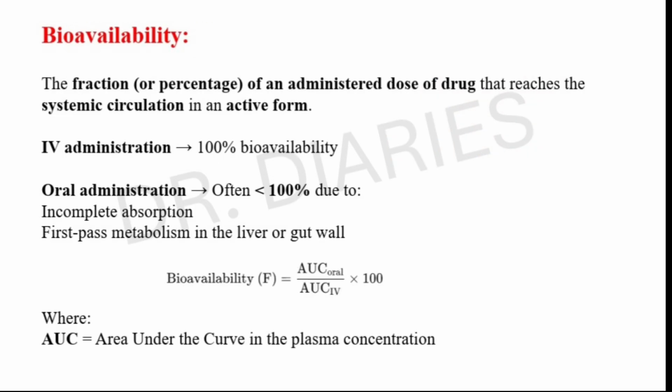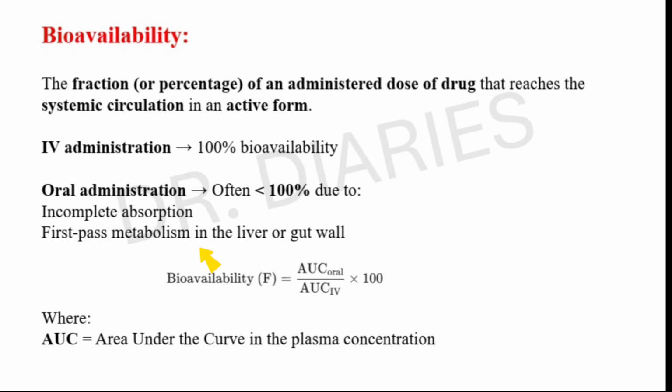What is bioavailability? Bioavailability, F, is the fraction or percentage of an administered dose of drug that reaches the systemic circulation in an active form. IV, intravenous route, where 100% of the drug is available because the drug is injected directly into the bloodstream. Oral route, PO. Here, less than 100% of the drug is available due to incomplete absorption in the GI tract and first-pass metabolism in the liver or gut wall.